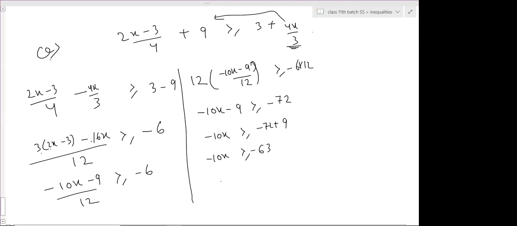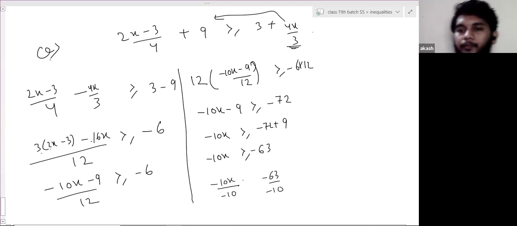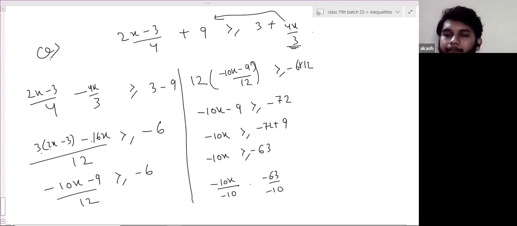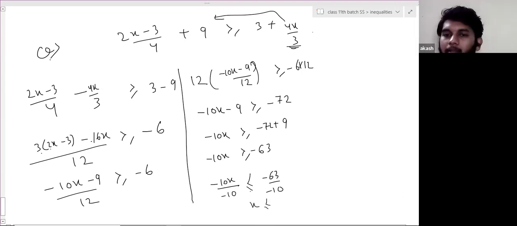All right. Now dividing by minus 10. So -10x upon -10, and -63 upon -10. What sign should I put here? Less than. So this is x less than or equal to 63/10. So the answer will be minus infinity to 63/10.